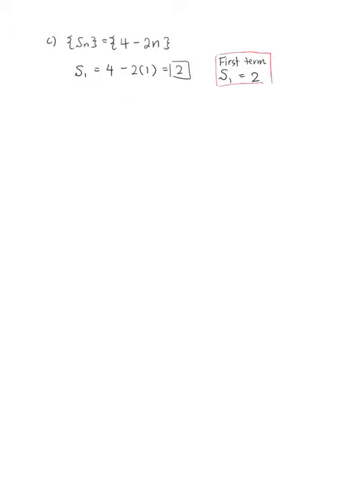Okay, so now let's try to find a common difference by using that formula. So common difference d can be found by a sub n minus a sub n minus 1. So let's work it step by step. First, we're calling this sequence s sub n, so I apologize. Maybe I should change that to an s instead. Okay, so now our s sub n is 4 minus 2n, and then s sub n minus 1 is 4 minus 2 times n minus 1.